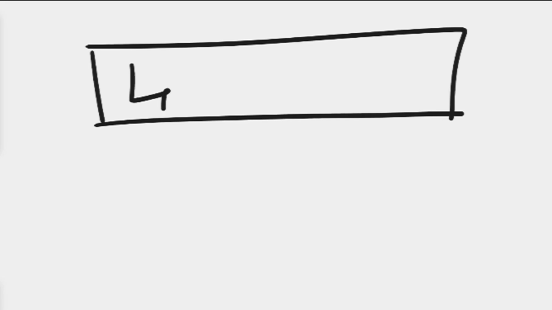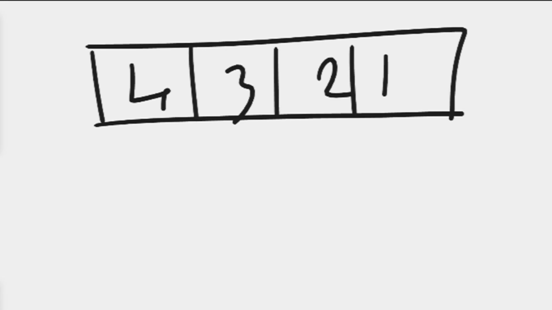Let me take a small array. For example, let's say we have 4, 3, 2, 1. I have it reverse sorted, so since it's a small array, more steps will be run on this.